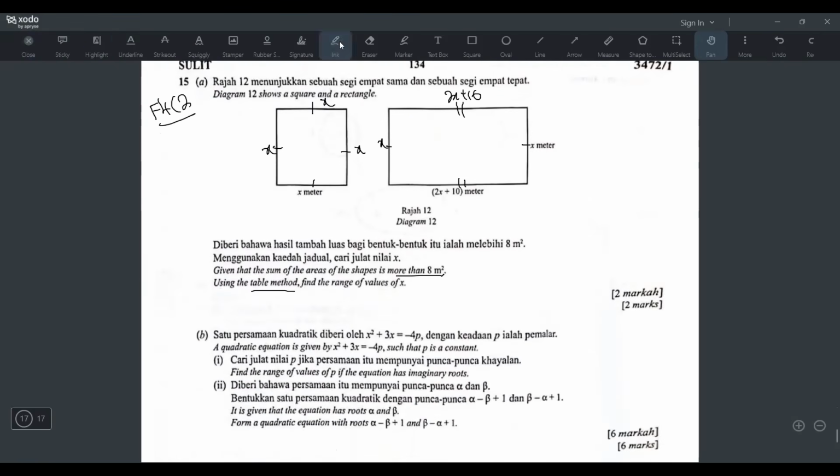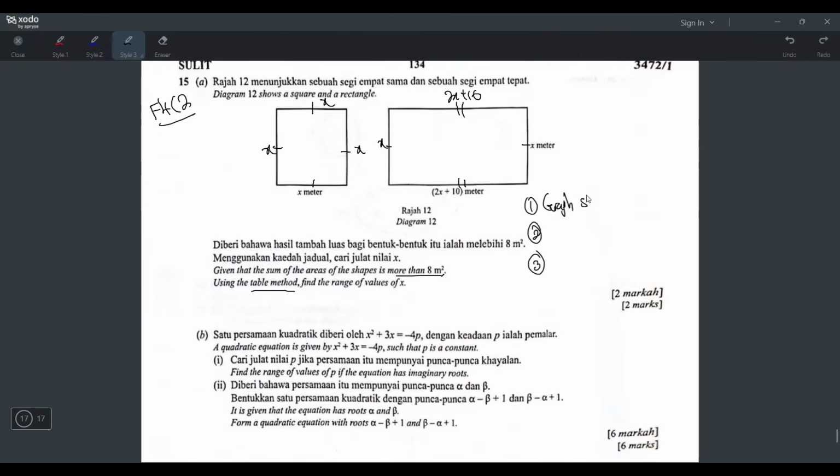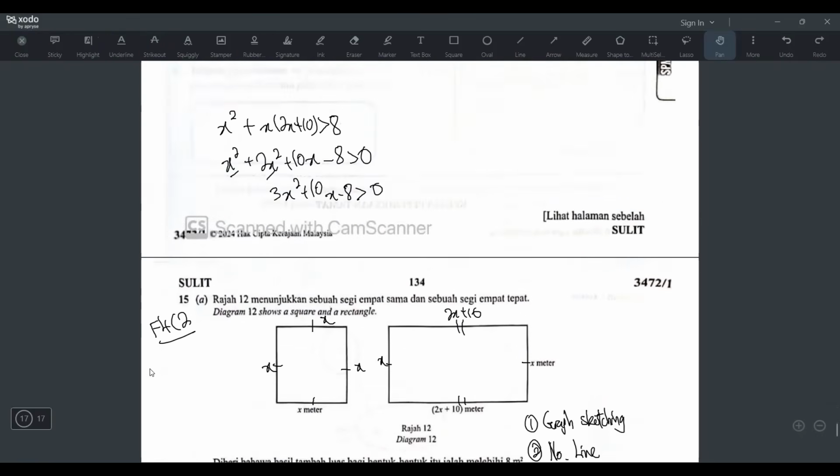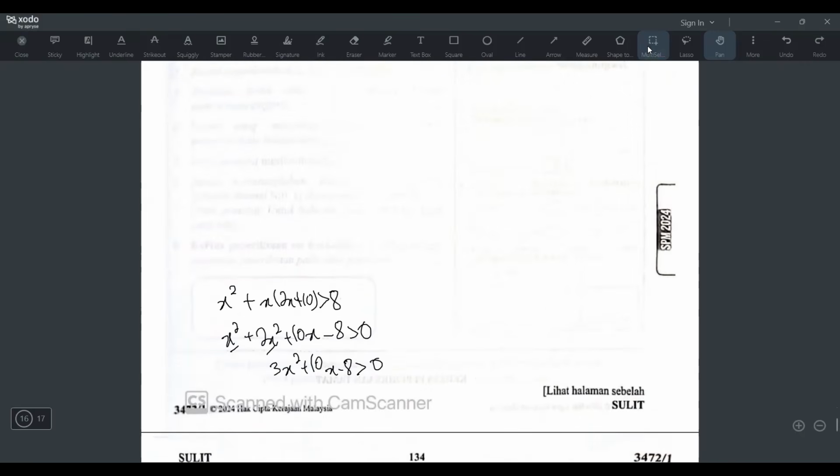Okay, for quadratic inequality, there are three methods to do it. First method is the graph sketching method, which is the method that we will use most of the time. Second method is the number line method. This one you have to draw a number line. And the third is the table method. But if the question says so, then we cannot use the other methods. But I will show you also the graph sketching method. I will just show you quickly.